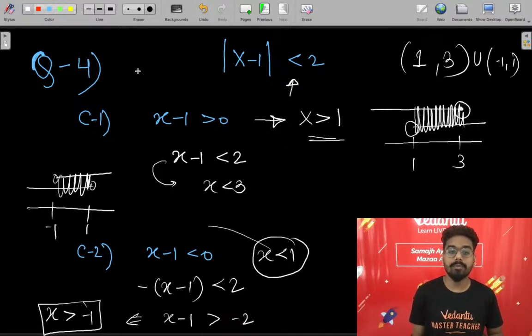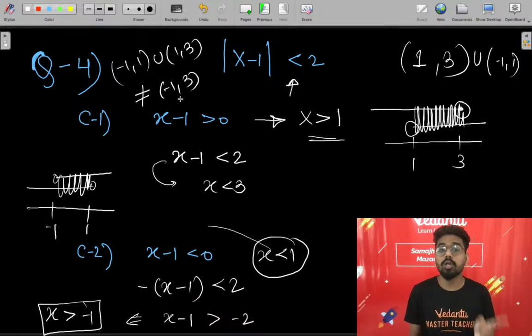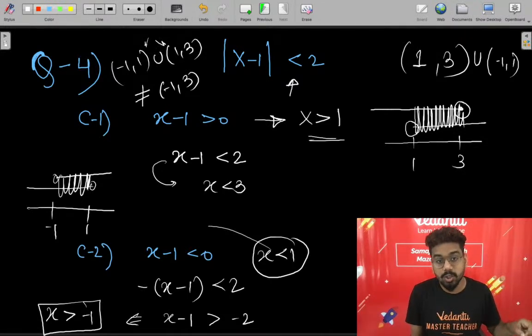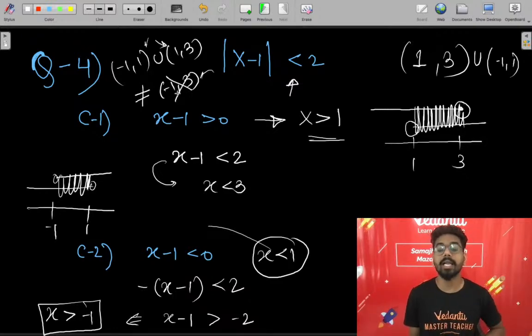ठीक है? तो आपका फाइनल सोल्यूशन क्या होगा? माइनस 1 to 1 यूनियन 1 to 3. Now you cannot write this as minus 1 to 3 because if you will do so, you will include 1. It is clearly mentioned 1 is not included even in this inequality. But here you have included 1. So ये गलत हो जाएगा.